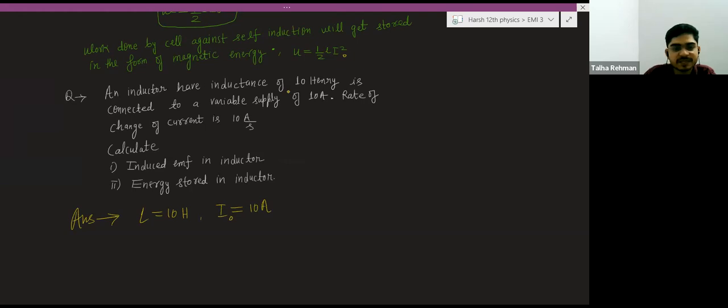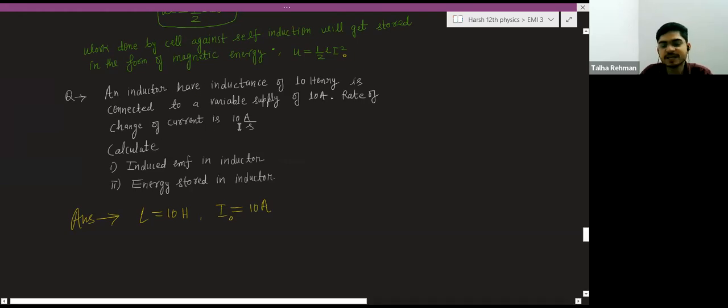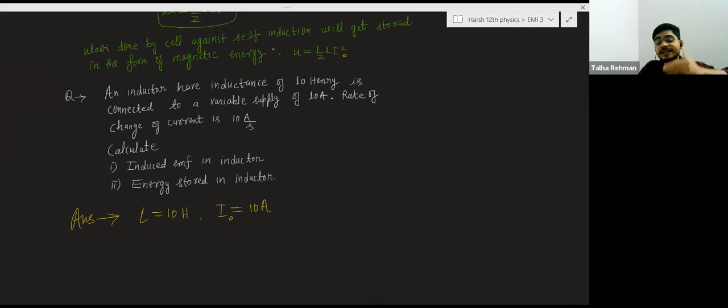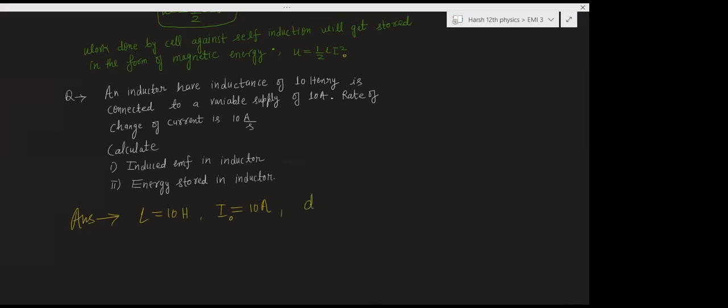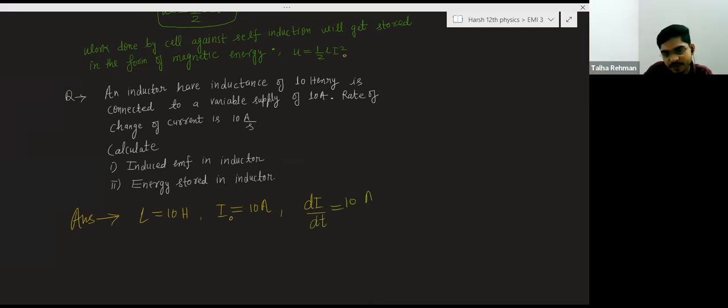This will be the maximum. The rate of change of current is 10 ampere per second. Rate of change of current means di by dt is given as 10 ampere per second. And they are asking number 1, what is the induced EMF in the inductor?